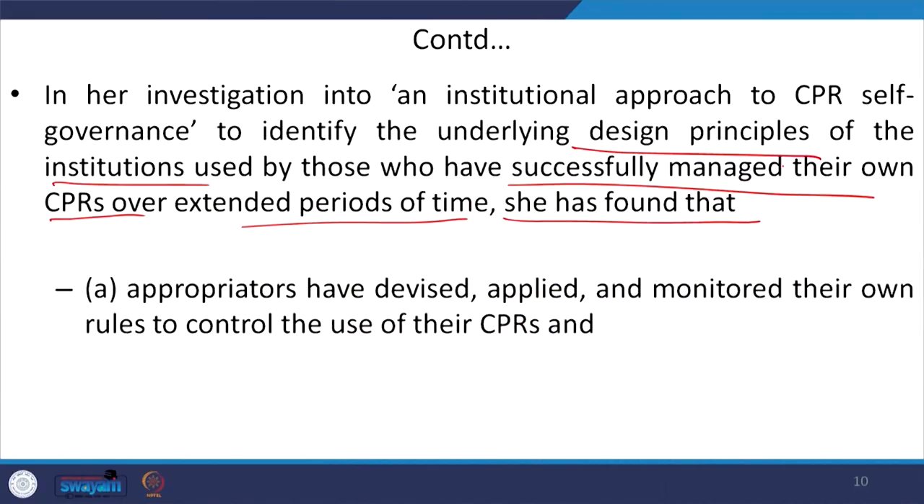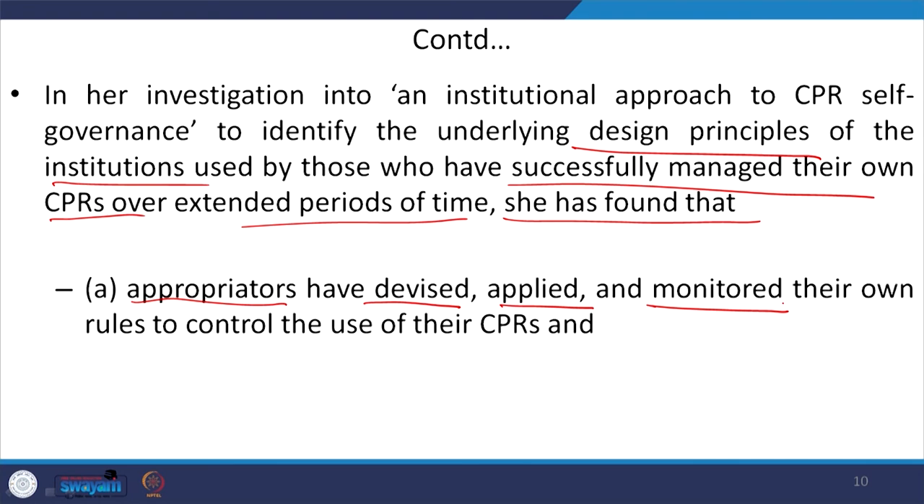So what she found out after investigating so many successful managements of CPRs, or common property resources, or generally we say common pool resources, was that appropriators have devised, applied and monitored their own rules to control the use of their CPRs. So what is the design principle she found? Those who are appropriating, or actually using the resources, can devise, apply and monitor their own rules related to how to control the common property resources or commons.